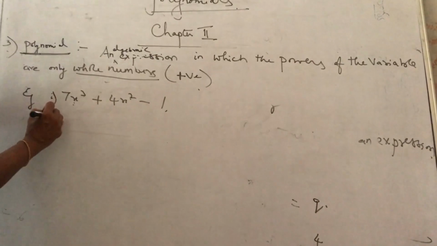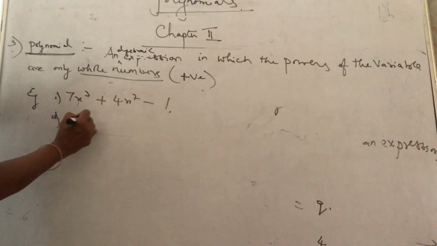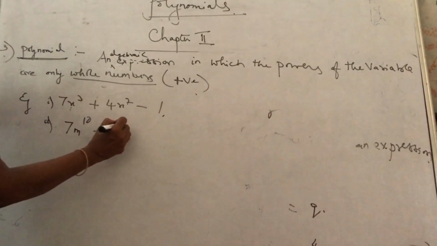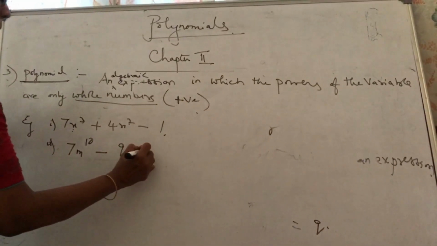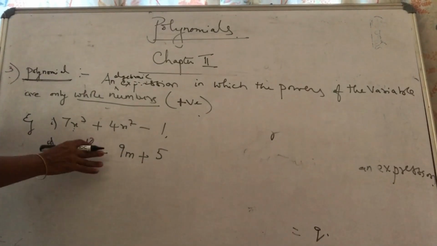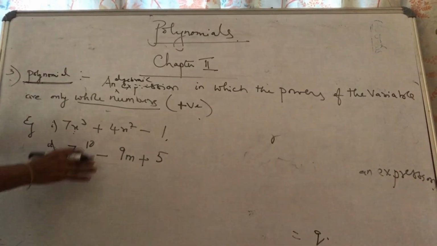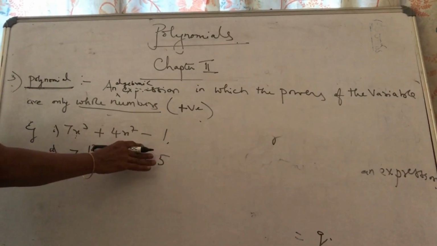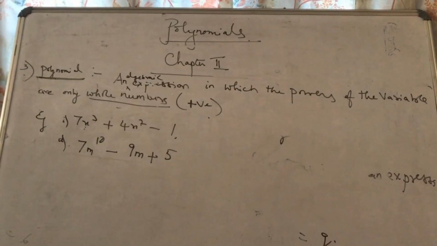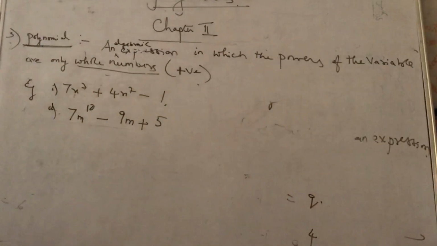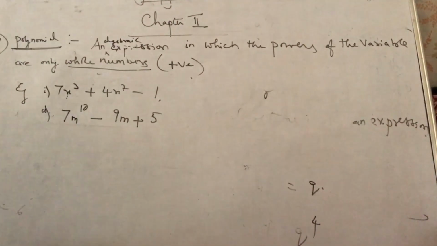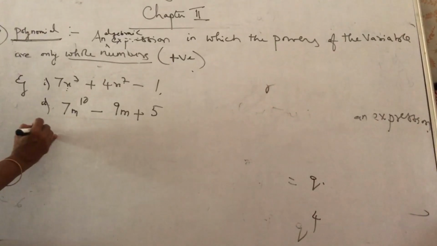Next, second one. 7m to the power of 10 minus 9m plus 5. The variable is m and the powers of m are what? 10 and 1. They are positive whole numbers. An algebraic expression in which the powers of the variable are only whole numbers. That means they should be only positive.